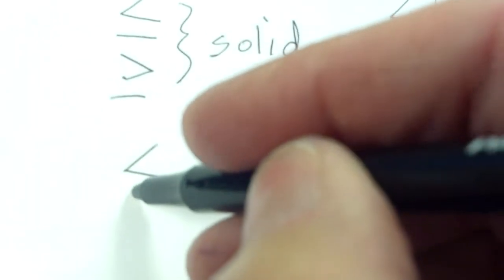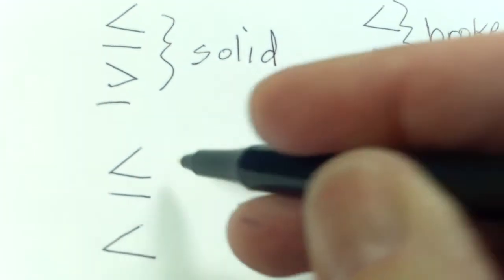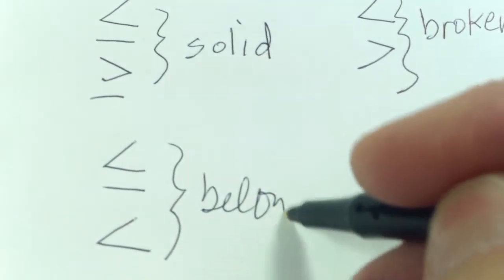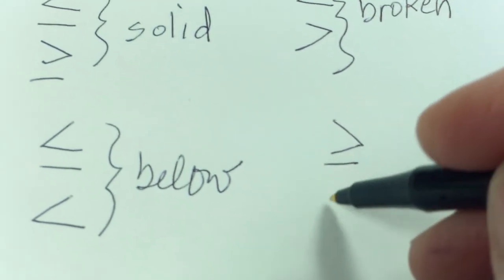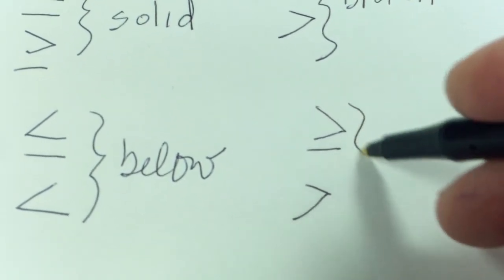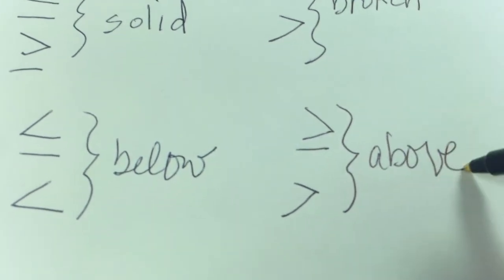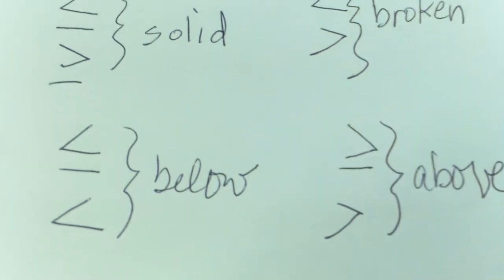And when you're graphing and you're ready to shade, if your inequality symbol is less than or equal to, you shade below the line. And if it's greater than or equal to or greater than, you shade above the line. Because remember, greater than is above the line and less than is below the line.